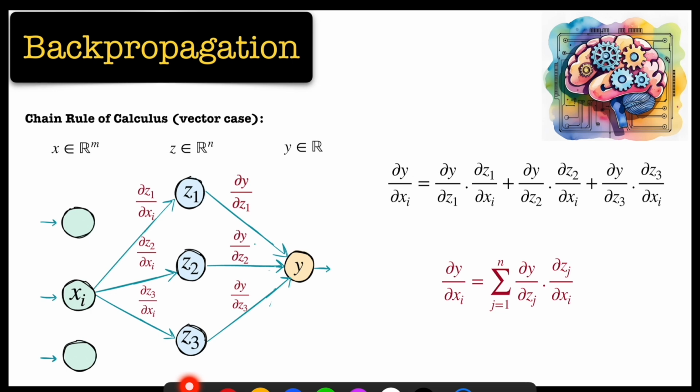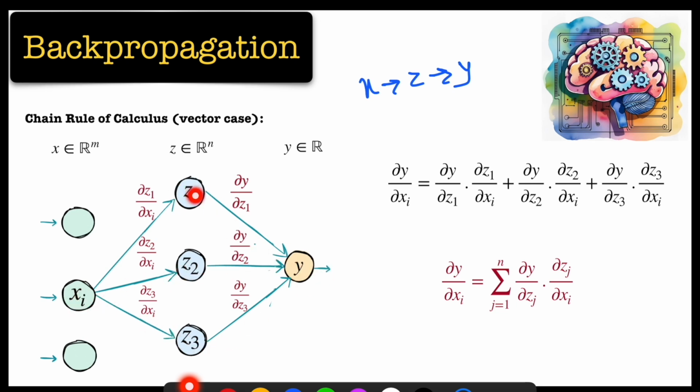So if we have to calculate del y del xi for any xi here, how will we calculate that? Earlier we just had one path: x to z, z to y. Now we have multiple paths.